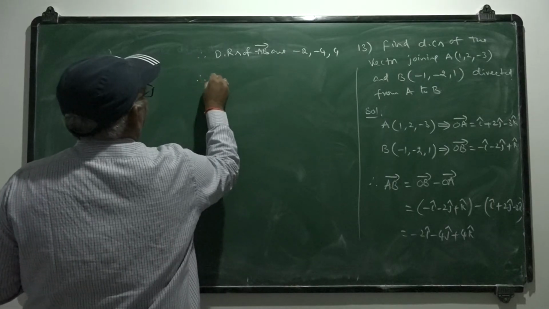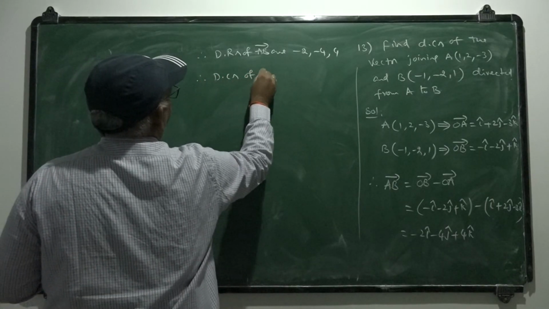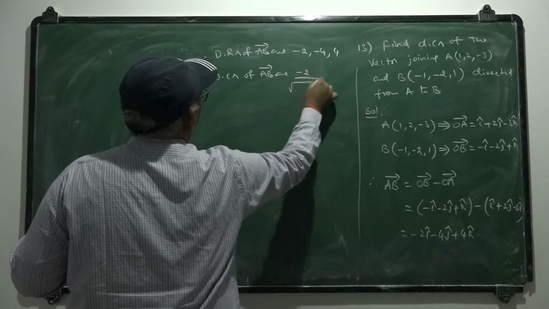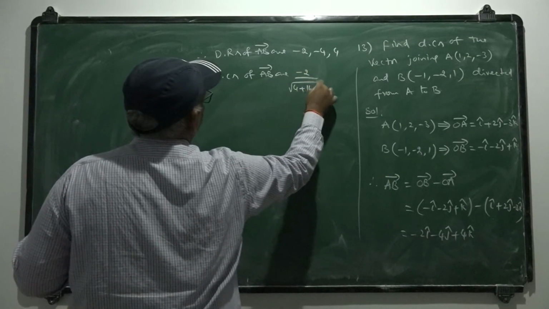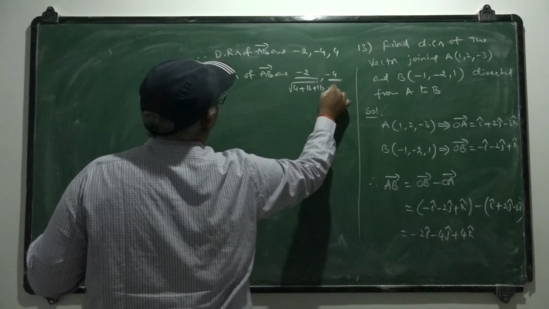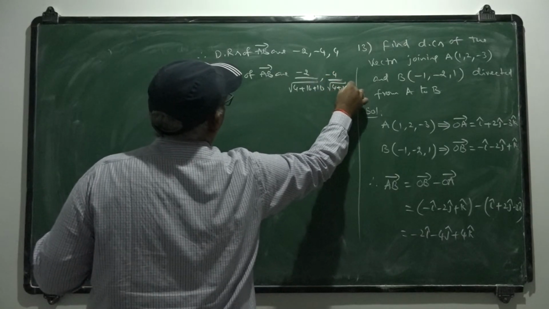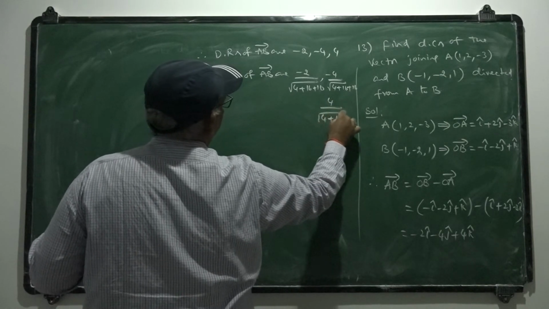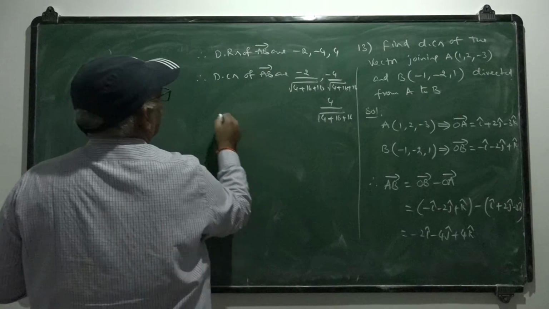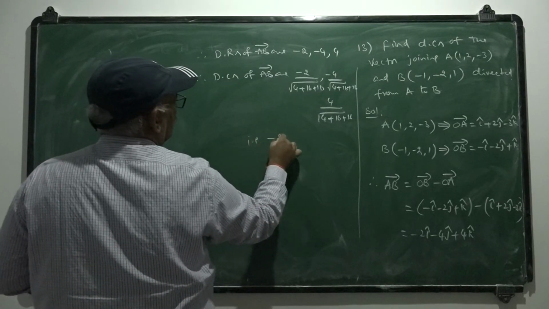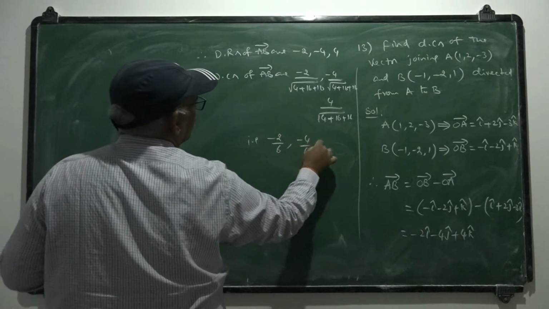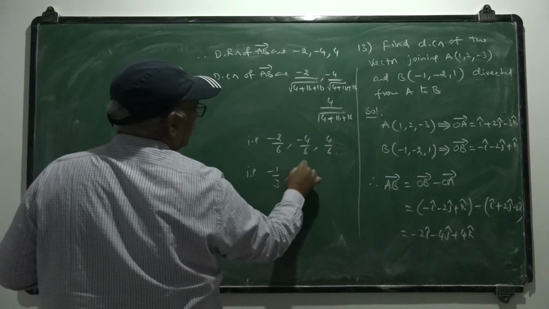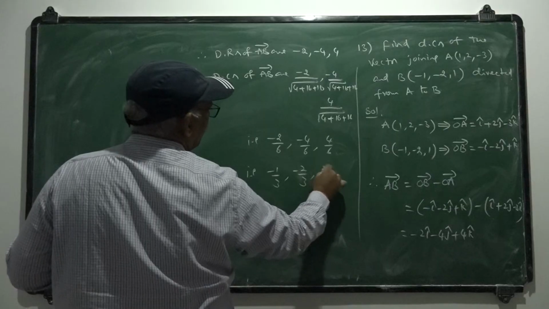These are the DRs. So DCs of AB bar are minus 2 by square root of 4 plus 16 plus 16, similarly minus 4 by square root of 4 plus 16 plus 16, similarly 4 by square root of 4 plus 16 plus 16. This is 36, hence the square root is 6. So minus 2 by 6, minus 4 by 6, 4 by 6 itself. These are minus 1 by 3, minus 2 by 3 and 2 by 3.